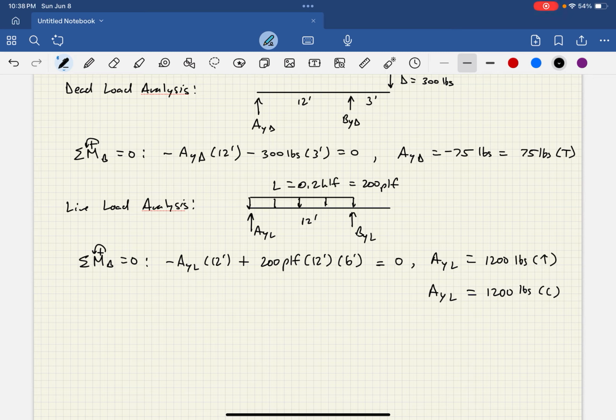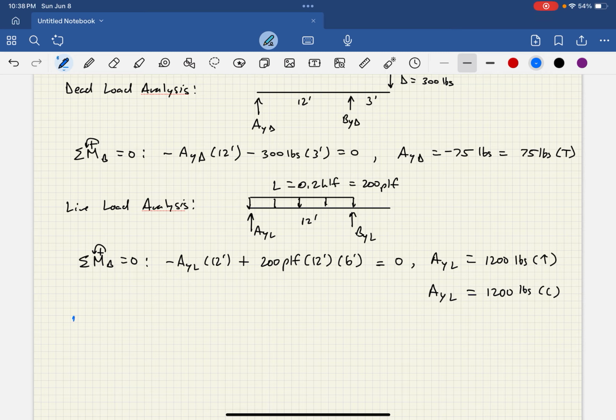So again, I did the calculations, came out positive. So AY is pointing in the direction I assumed, which is up, which is causing a compressive action at that point. And that makes sense. I mean, you've got 200 PLF pushing down in between A and B, so both A and B should be reacting upwards, i.e. compressing the beam, okay? So now what we're going to do is go into our load combinations, okay?